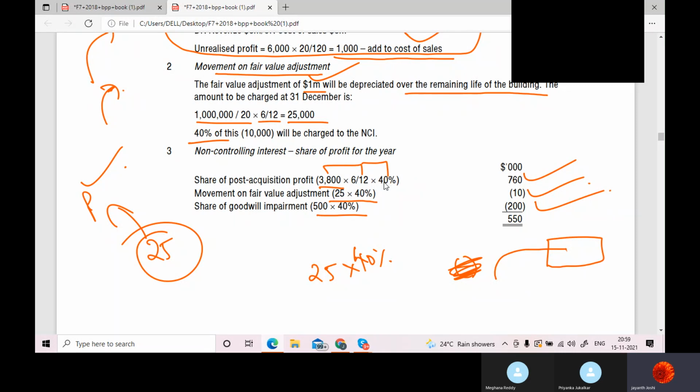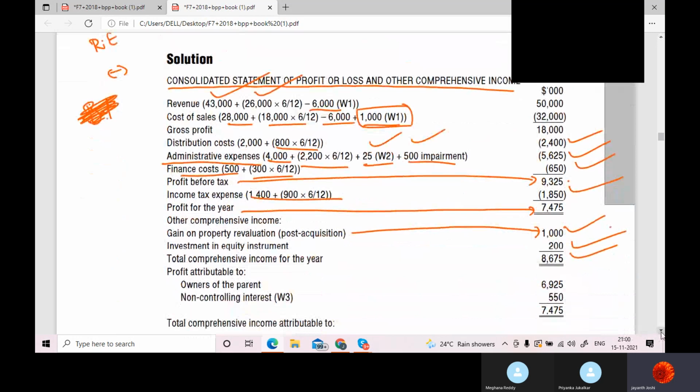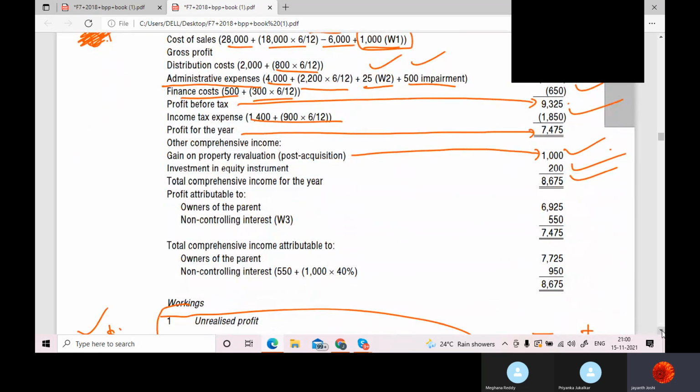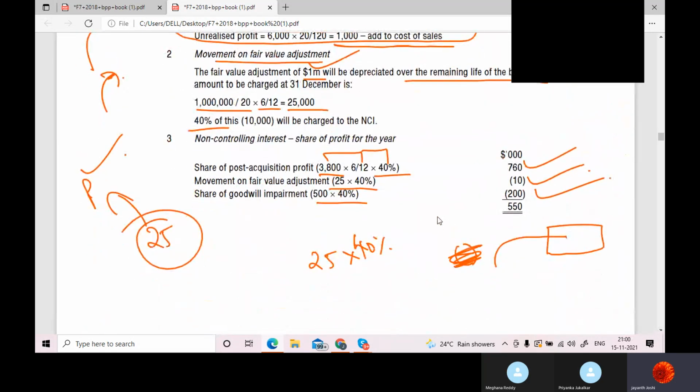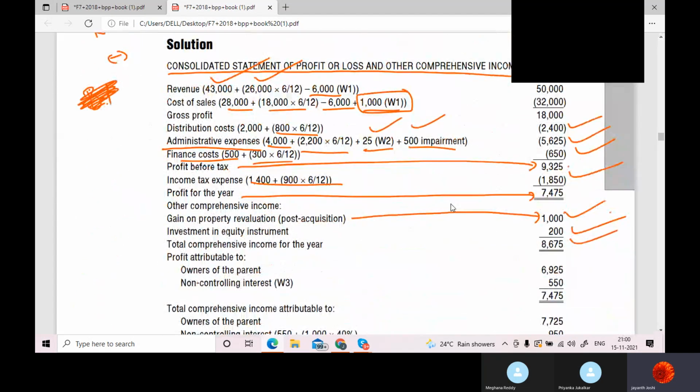From that, the non-controlling interests are supposed to get their share. Fair value adjustment also, because this is the group account that we are doing. Here in the group we are showing things, but NCI is a separate part. You already know that NCI is a separate part. NCI is a part of the company. So 40% is their share in everything, either gain or loss. So even though the impairment happened, impairment was taken here.